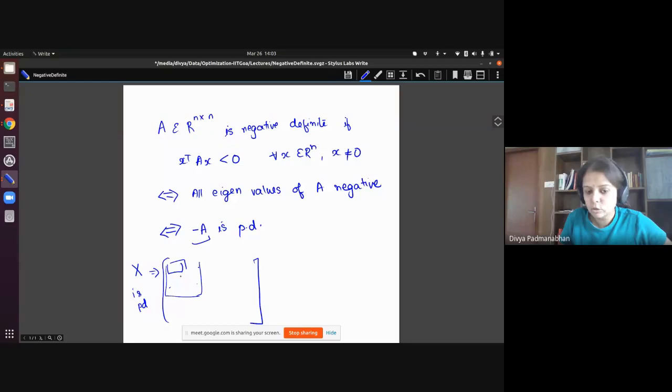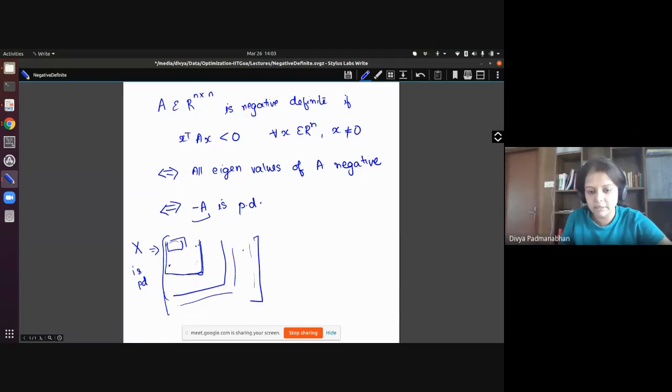So the first element has to be greater than 0. Now if you take the submatrix composed of the first k rows and first k columns, in this case the first two rows and first two columns, its determinant has to be greater than 0. Similarly for every k you take. Finally, the whole matrix, so determinant X also has to be greater than 0.